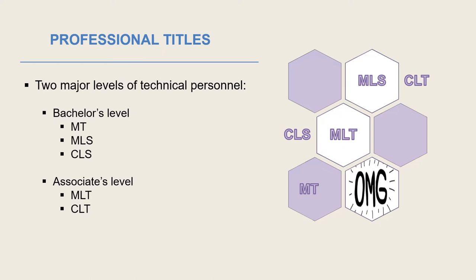So what does all this mean? Let's go through these letters here. MT is medical technologist, MLS is Medical Laboratory Scientist, CLS is Clinical Laboratory Scientist. And on the associate's degree level, we've got MLT, which is Medical Laboratory Technician, and CLT, which is Clinical Laboratory Technician. These titles get thrown around a lot. These letters are all over the place, and they often get used interchangeably. And sometimes that's okay. CLT and MLT is the same thing. They're both associate level technologists working in the lab.